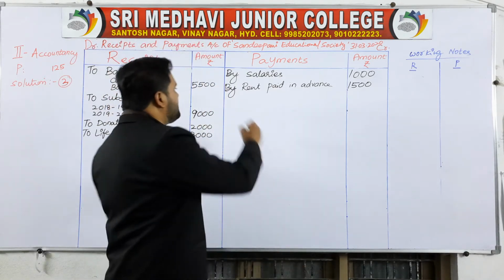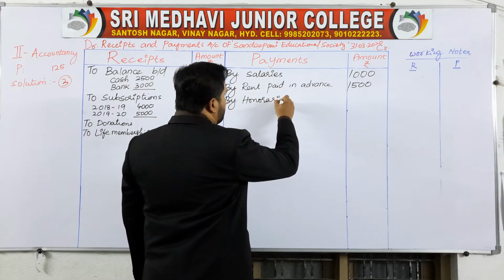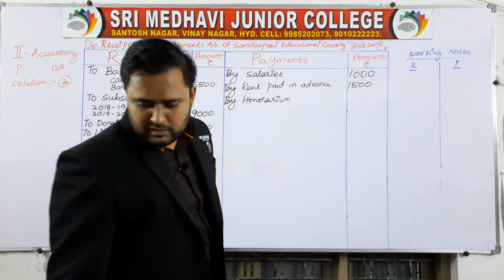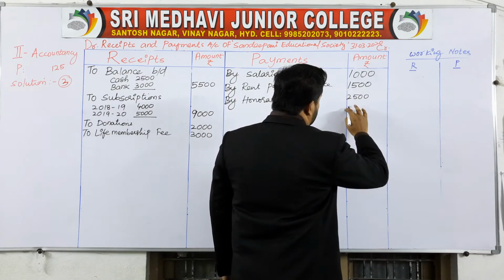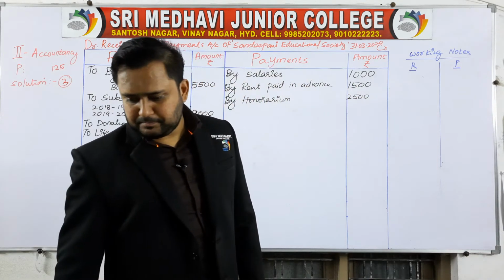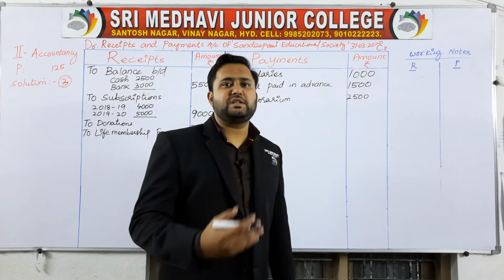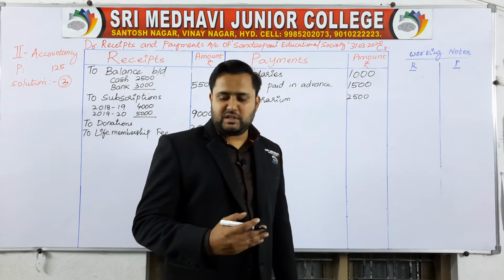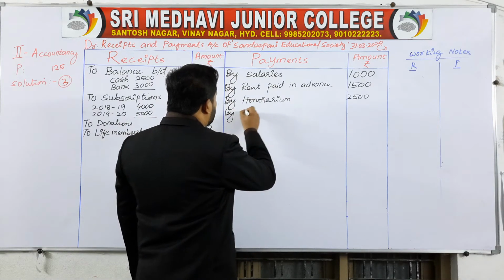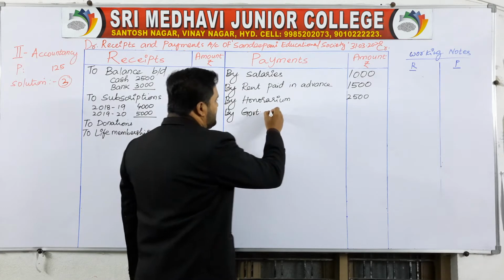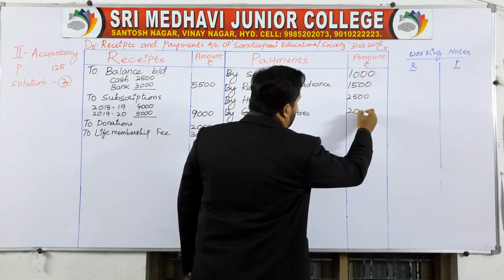Honorarium paid: by honorarium. How much is the amount paid? 2500 rupees. Next, government securities purchased. As soon as you purchase something, you need to pay some amount, which is 2000 rupees in the name of government securities: by government securities 2000.